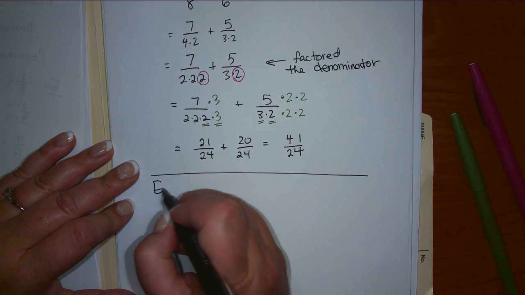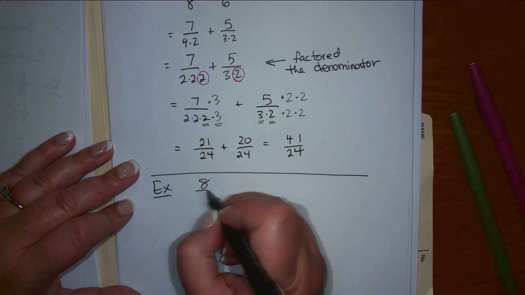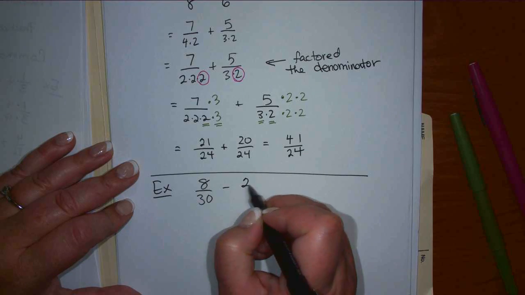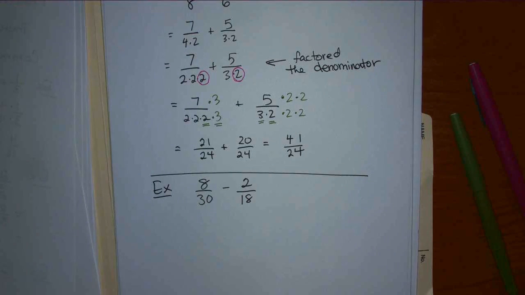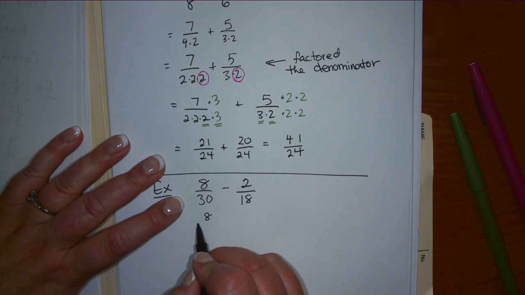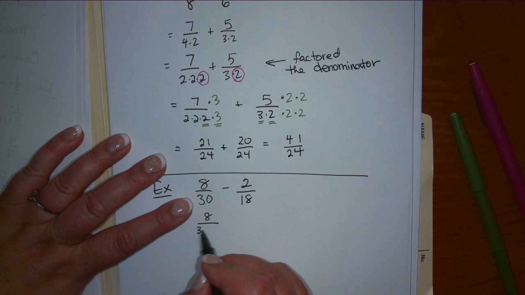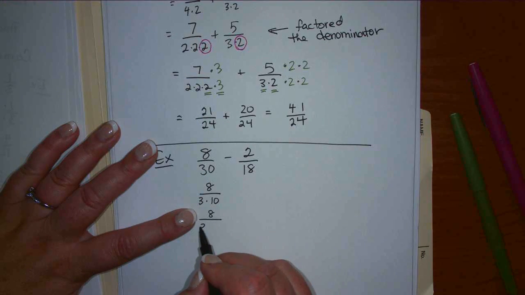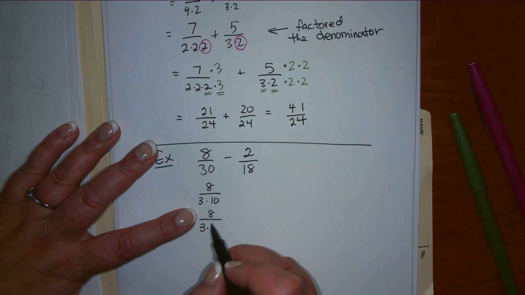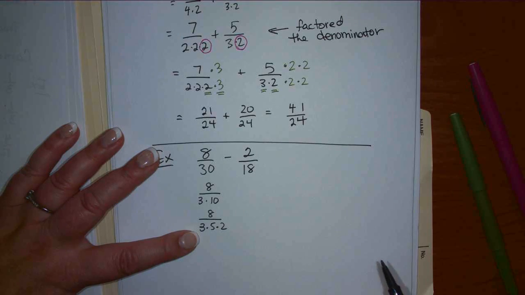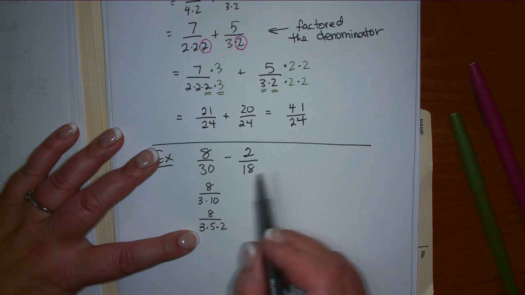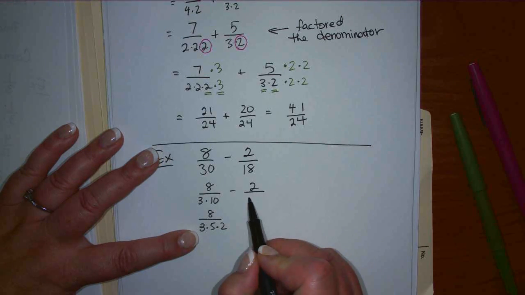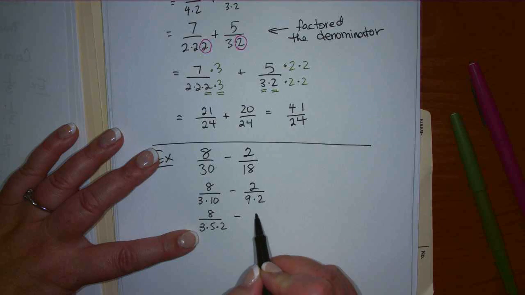So these same techniques work for subtracting. We subtract the tops once the bottoms are the same. So let's go through the steps. The first step is factor the bottom. So this is 3 times 10. Can it factor further? Yes. 3 times 5 times 2? 9 times 2. Oops.